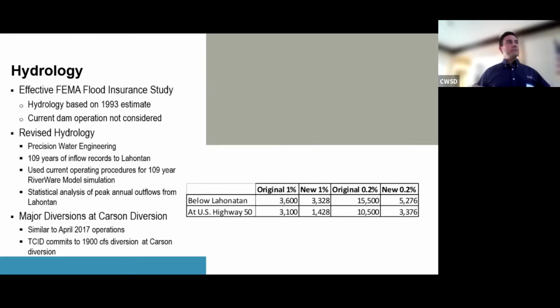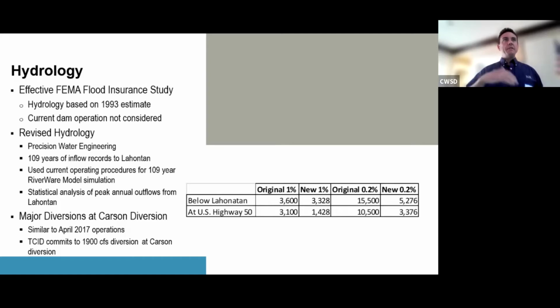So if those daily flows were run through for the last 109 years through the reservoir as it operates currently, what would the outflow look like? And then they took those annual peak outflows with the revised operations and did a statistical analysis on that data. So it's more up-to-date. They're taking historic data and revising it to match current operating procedures.